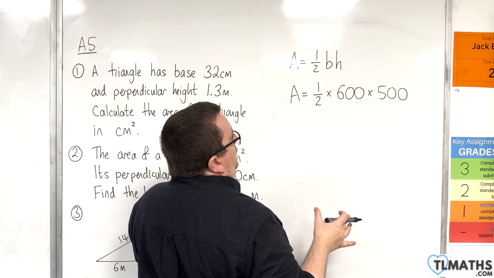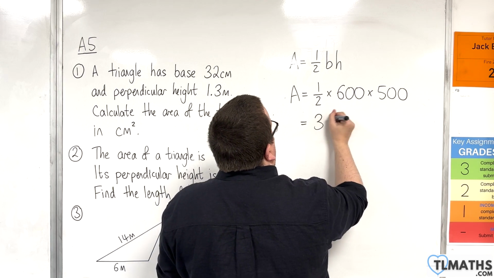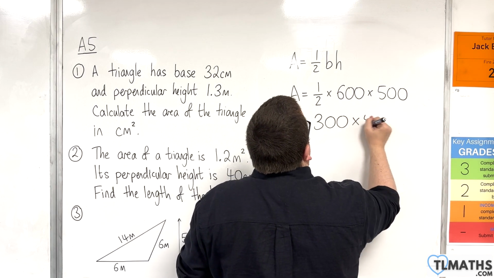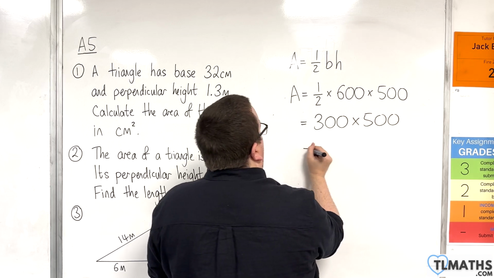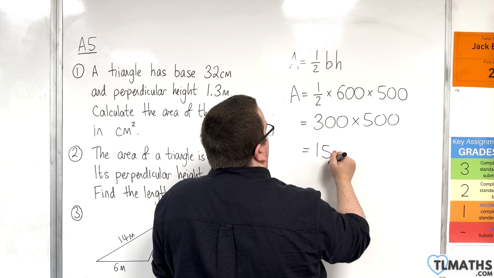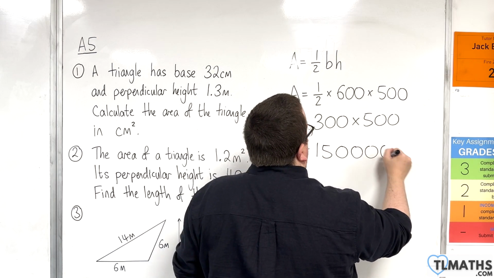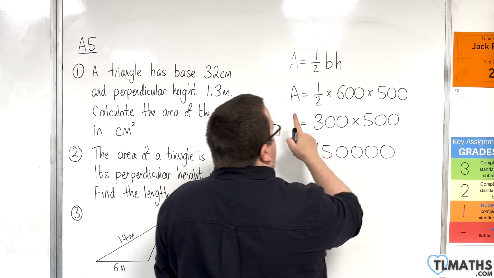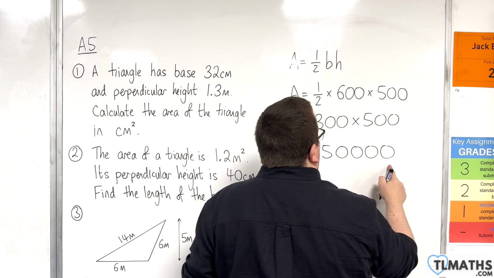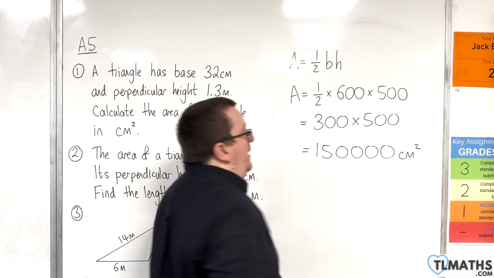There's all sorts of ways you could do this. Let's do 1/2 of 600. So that's 300 times the 500. Well, 3 times 5 is 15. And then we have 1, 2, 3, 4 zeros. So the area is 150,000 square centimetres.